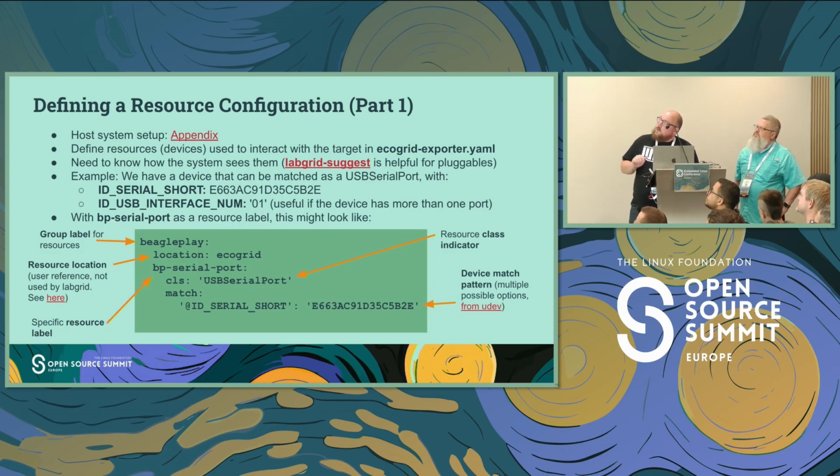So the first thing you would need to do in order to start making use of Labgrid is define resources. I've got an example of a YAML configuration for my exporter config at the bottom, just showing a location for my BeaglePlay and how a USB serial port is defined. There's a tool called Labgrid Suggest that the project offers that you can use, at least for pluggable devices. It'll tell you when you plug something in how it enumerates and what you might be able to use to match against it with Labgrid. We've got some pointers there, just giving some more details. There are some udev things you have to set up, but you can check out the link if you want more info there.